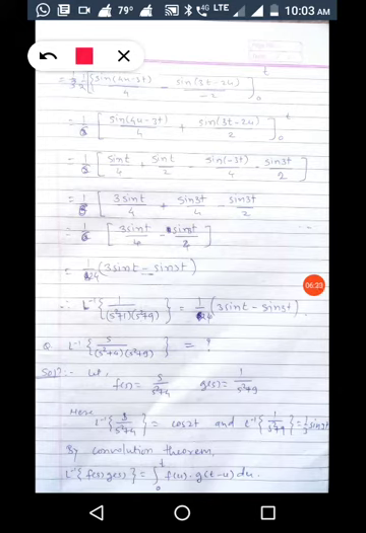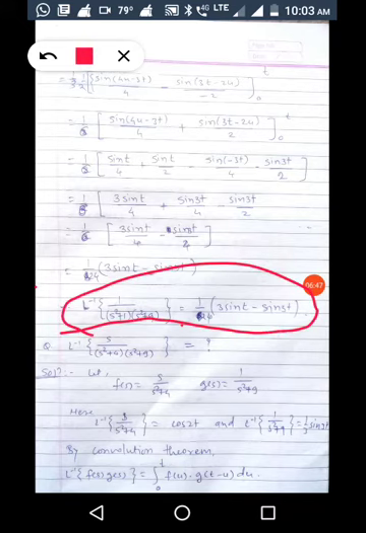So we'll take 1 by 4 common, so it will be 1 upon 24 into 3 sin t minus sin 3t. Therefore the final answer is this: L inverse of 1 upon (s square plus 1) into (s square plus 9) is nothing but 1 by 24 into 3 sin t minus sin 3t.